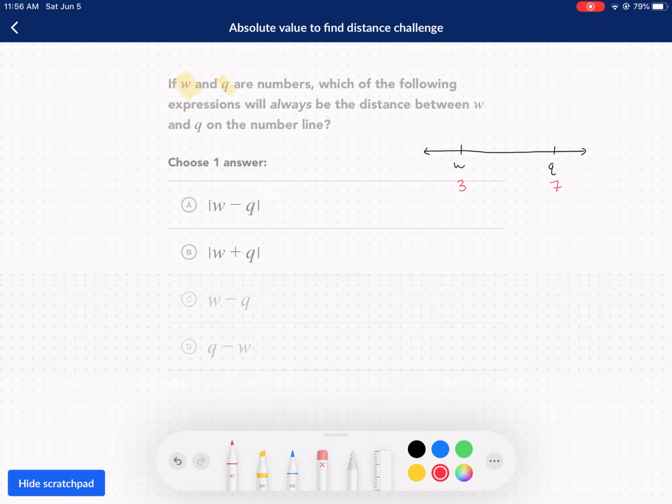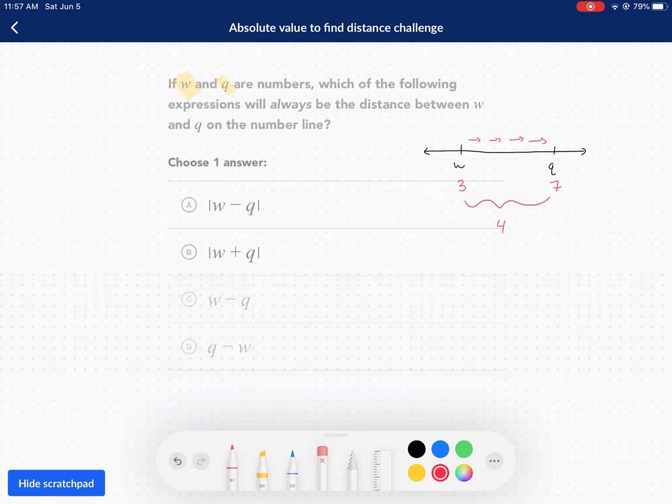It says the distance between W and Q. We can find the distance by just counting the number of places over from 3 to 7, and that's 4. Another way to get that is 7 minus 3. So at first glance, you might think C or D might be the answer, but that's not always true.